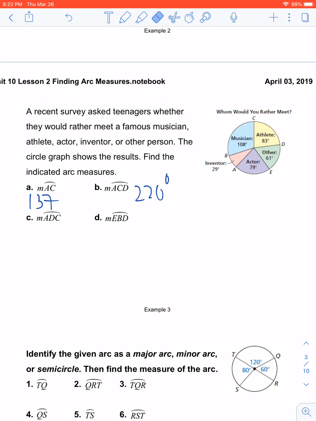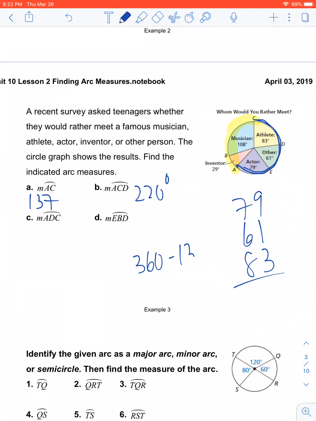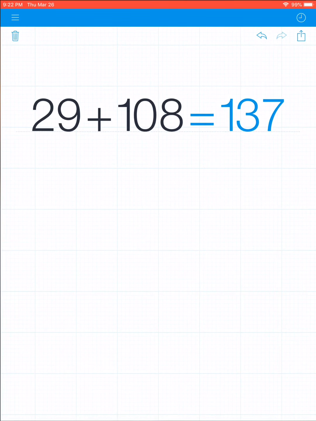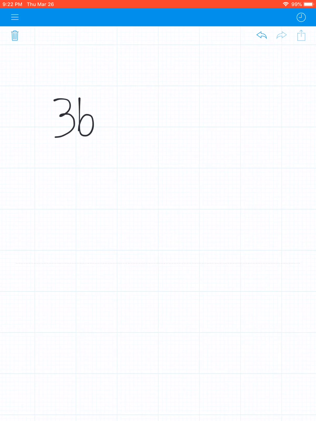Next, they want arc ADC. Again, you could do a variety of things. You can add up 79 plus 61 plus 83. Alternatively, we've already discussed that AC is 137, so you could also take 360 minus 137. So if I take 360 minus 137, that arc is 223.